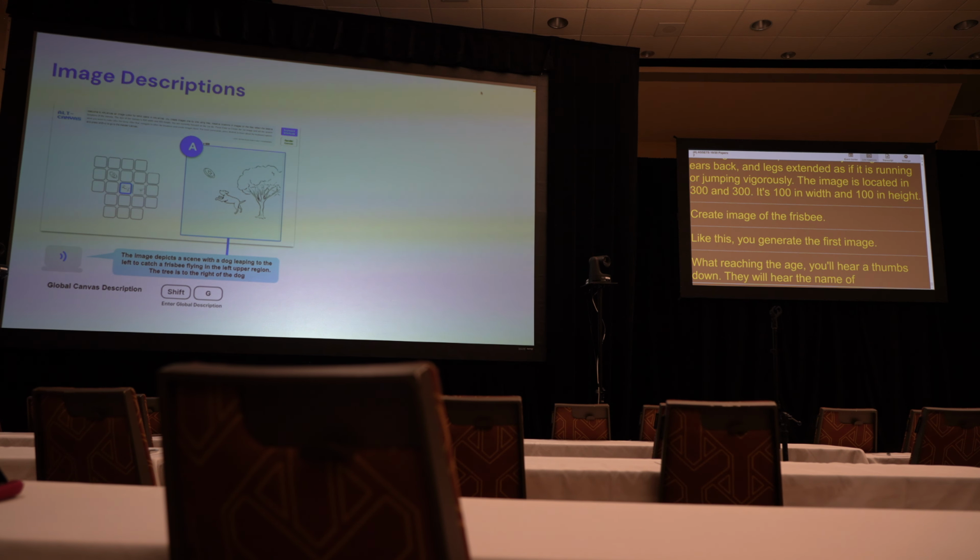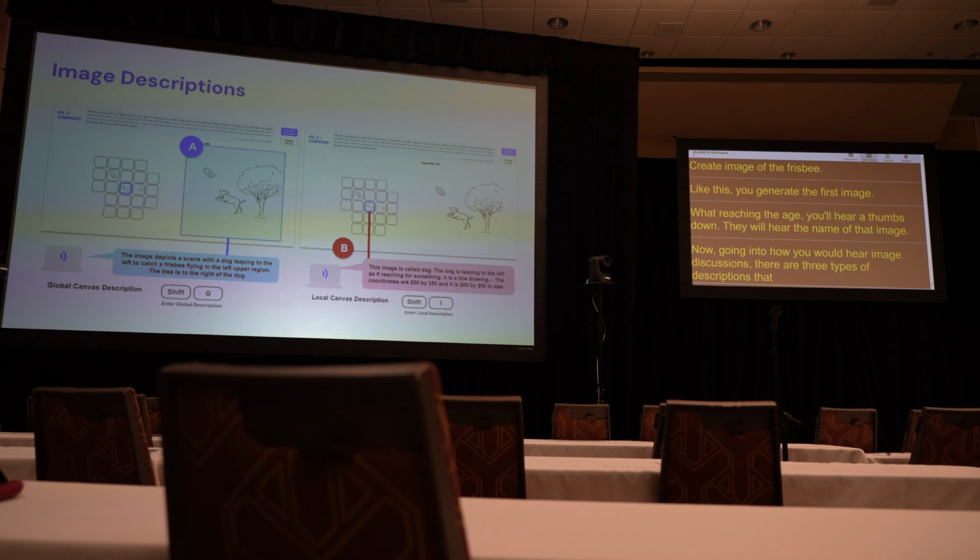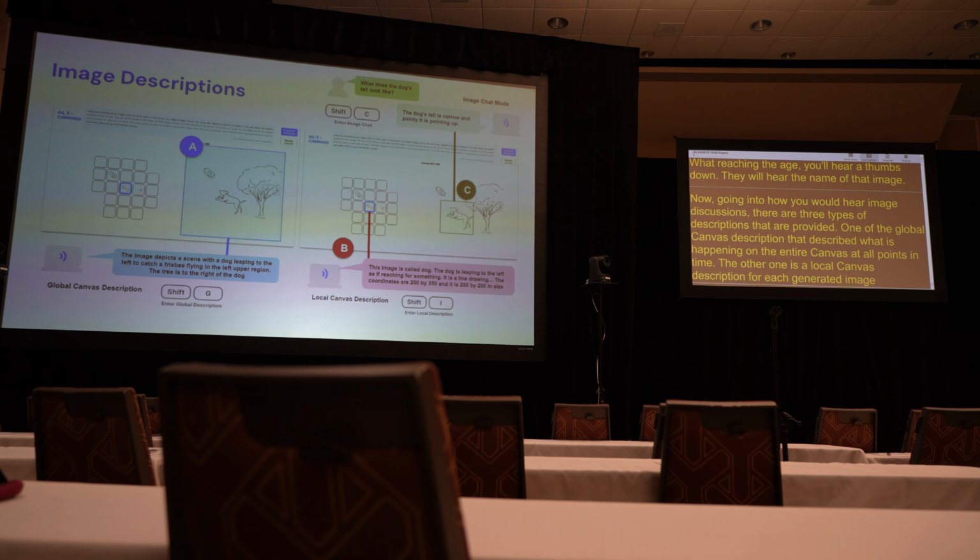Now, going into how you would hear image descriptions, there are 3 types of descriptions that are provided. One is a global canvas description that describes what's happening on the entire canvas at all points in time. The other one is a local canvas description. For each generated image, it provides more specific information on coordinates or image size. And finally, there is a chat feature where the user can ask specific questions about the image that weren't answered through the descriptions.